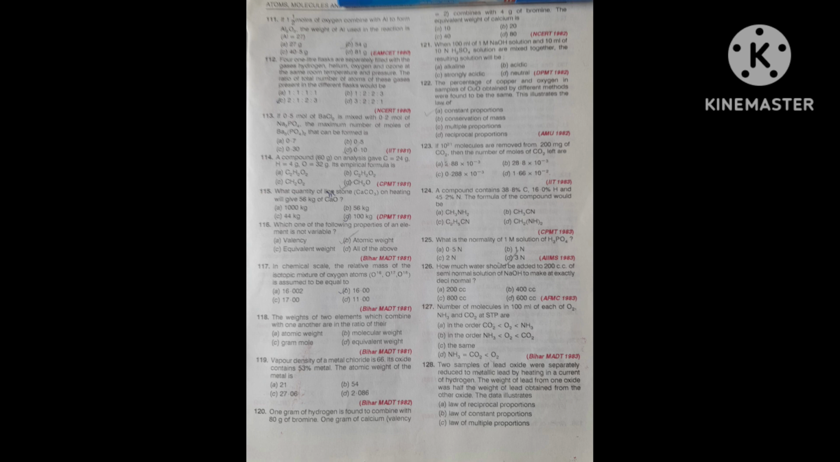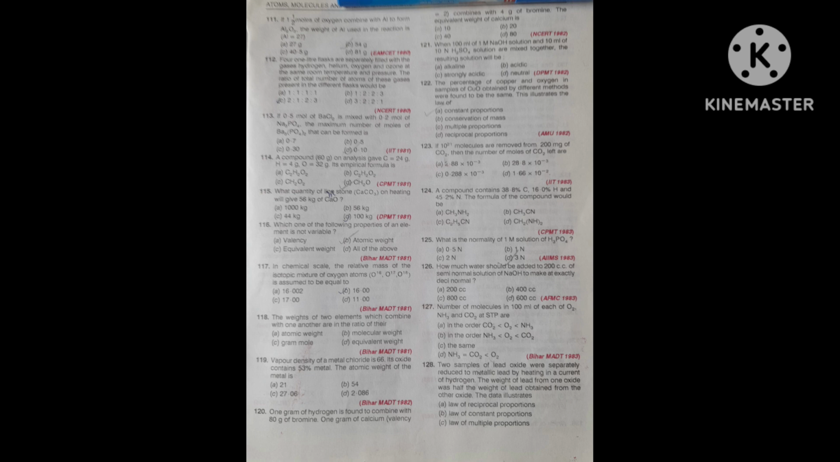See here, it is easy. 200 cc, semi means N by 2. Then 200 cc of N by 2. Here you have to apply the N1V1 is equal to N2V2 formula. Then 200 cc of N by 2 is equal to V cc of N by 10. N1V1 is equal to N2V2 formula you have applied. Then V you have to calculate.